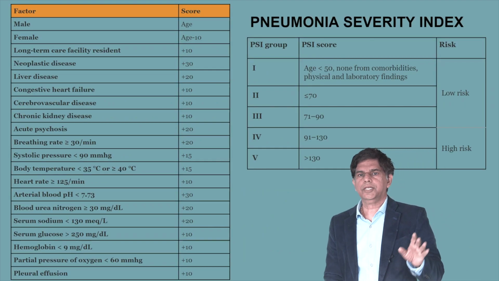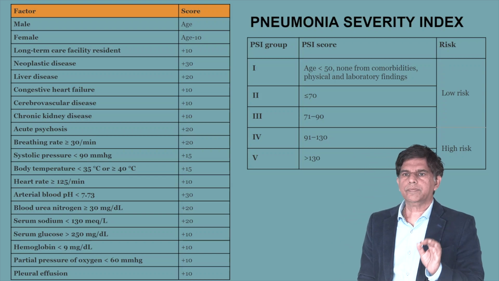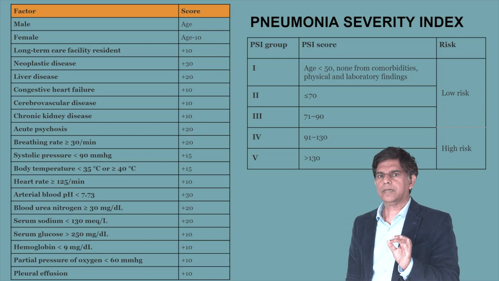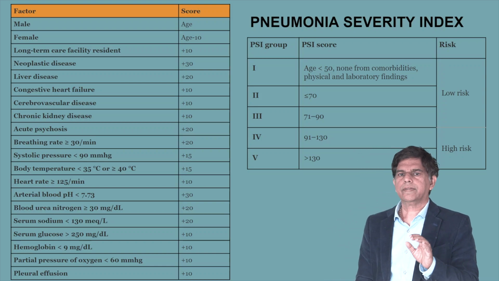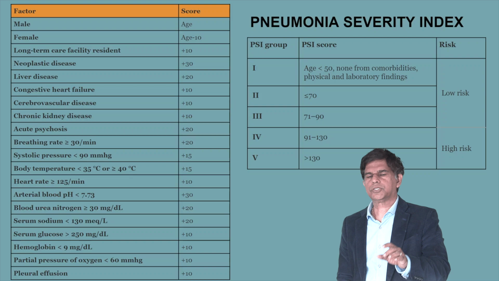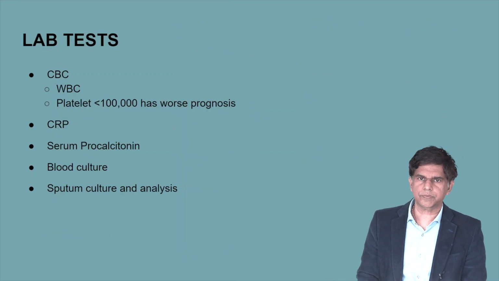Another nice scale, the pneumonia severity index, with all these risk factors. You get a score. If it is greater than 130 or 91 to 130, it's high risk. And then look at the risk score based on that. Very high sensitivity and specificity. You need to know how to calculate the pneumonia severity index.